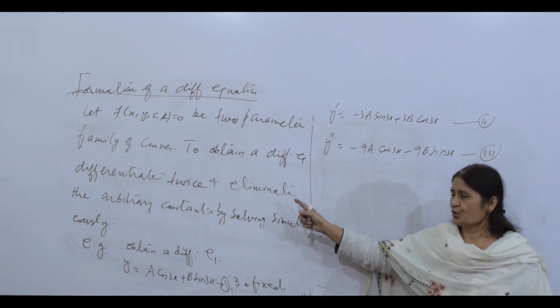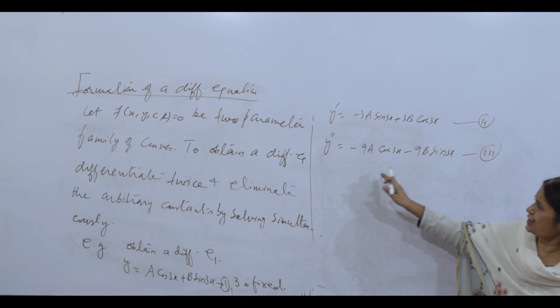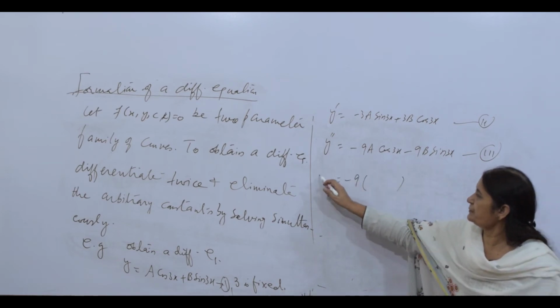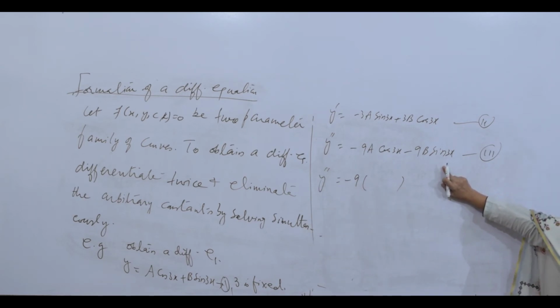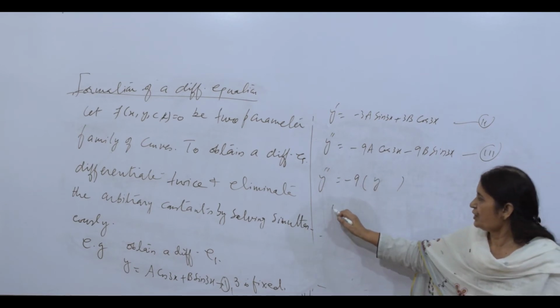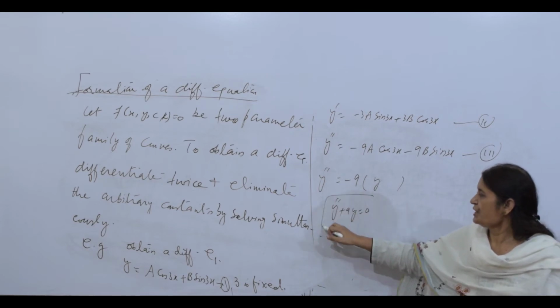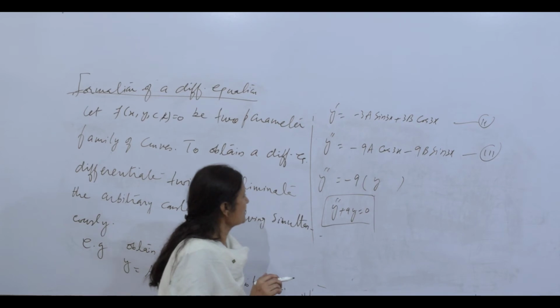So solve them simultaneously to eliminate the arbitrary constants. So you can think carefully. If I am taking 9 common, what is left? If I am taking 9 common from equation 3, I will be left with a cos 3x plus b sin 3x, which is y. So y double dash plus 9y equal to 0 is the required differential equation whose solution is this.